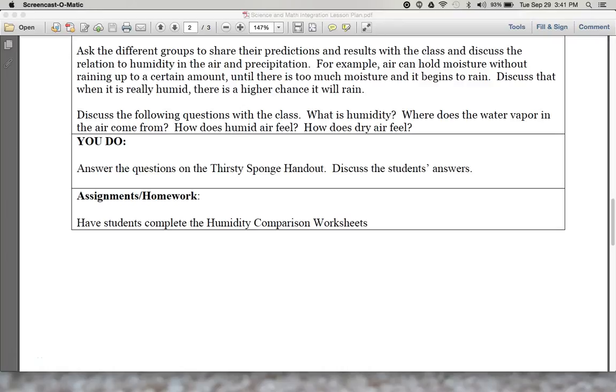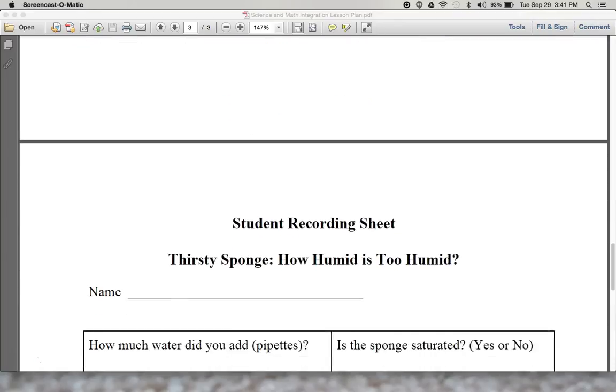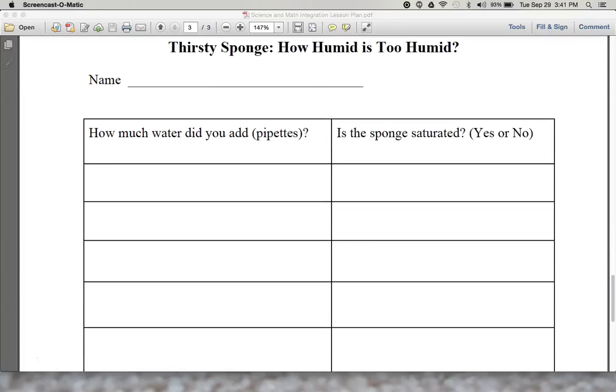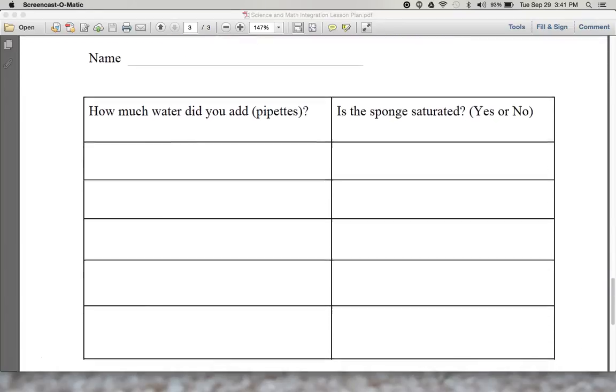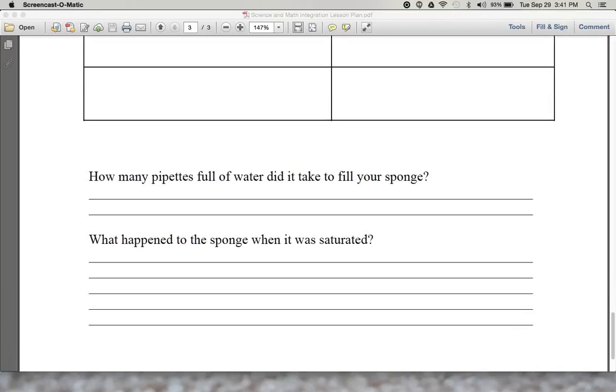Then they'll do a humidity comparison chart, I'm sorry, worksheet. So here is the Thirsty Sponge handout. They see how much water they added to the sponge and if the sponge was saturated or not. And those are the questions I want them to answer on their own. Especially the second one, what happened to the sponge when it was saturated?